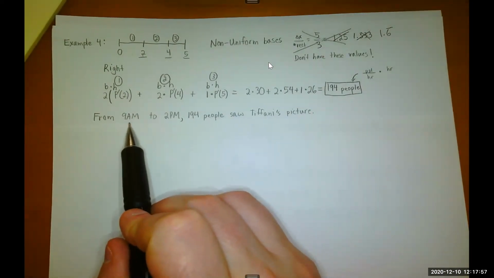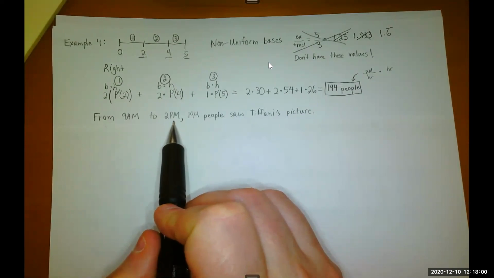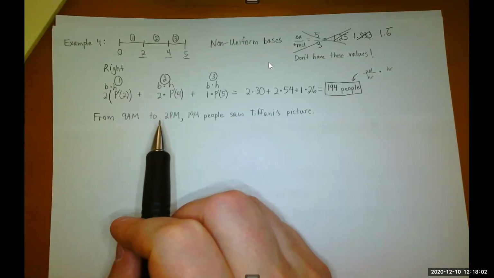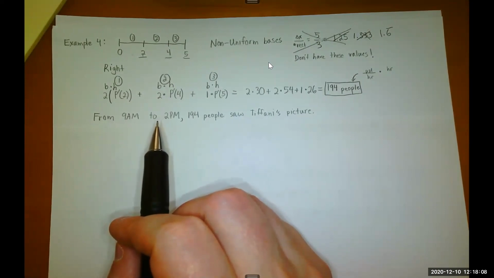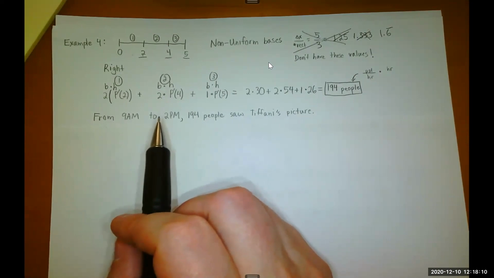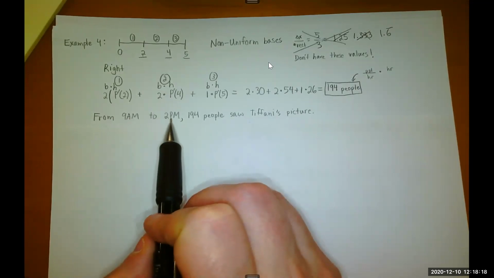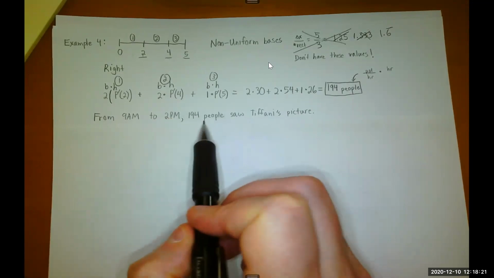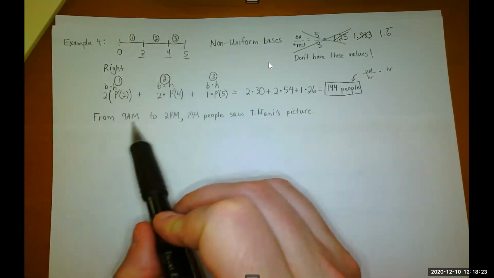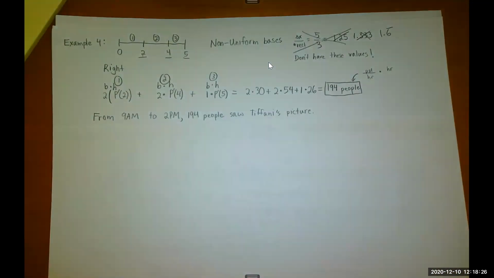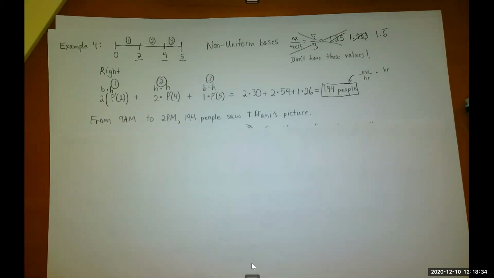The when is from 9 a.m. to 2 p.m. So what we're used to saying is at a singular time. That's because what we're used to looking at is the derivative, which happens at a singular time. What we're doing is we're adding up all of those amounts of change between 9 a.m. and 2 p.m. to get a total of 194 people. So from 9 a.m. to 2 p.m., 194 people saw Tiffany's picture. And I'll pause here for questions.